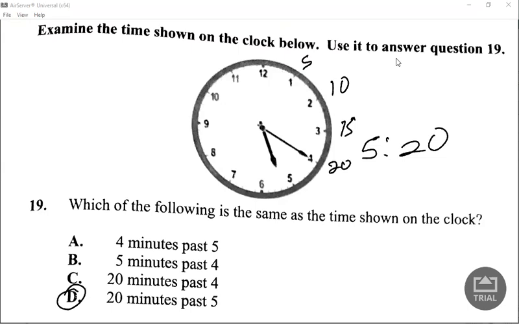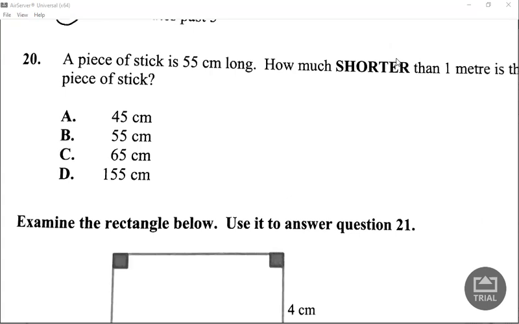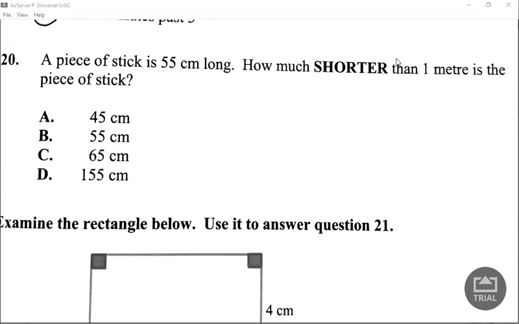All right, let's look at number 20. A piece of stick is 55 centimeters long. How much shorter than 1 meter is this piece of stick? Now, 1 meter is 100 centimeters. So what we have to do is subtract 5 from 0. So we borrow 1 from this.